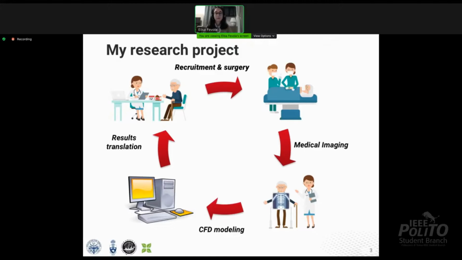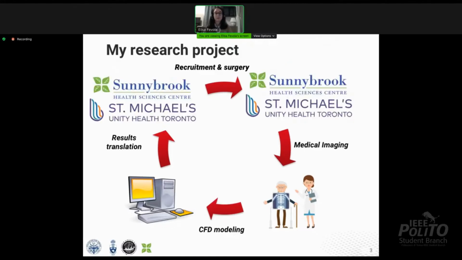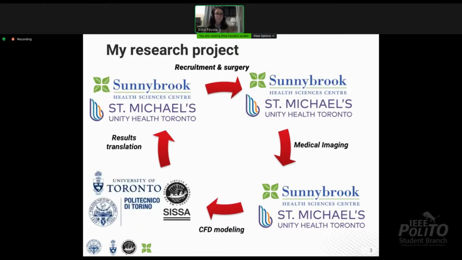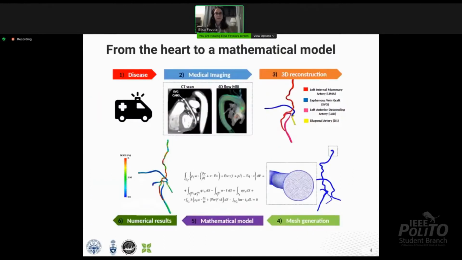So in our specific case for our project, we collaborate with the Sunnybrook Hospital in Toronto and the St. Michael's Hospital in Toronto, who take care both of the recruitment, the surgery, and the medical imaging phase. While for the CFD modeling, we collaborate actively with the University of Toronto and with the International School of Advanced Studies in Trieste. So you may ask, how can we go from the sick patient to the cardiovascular model?